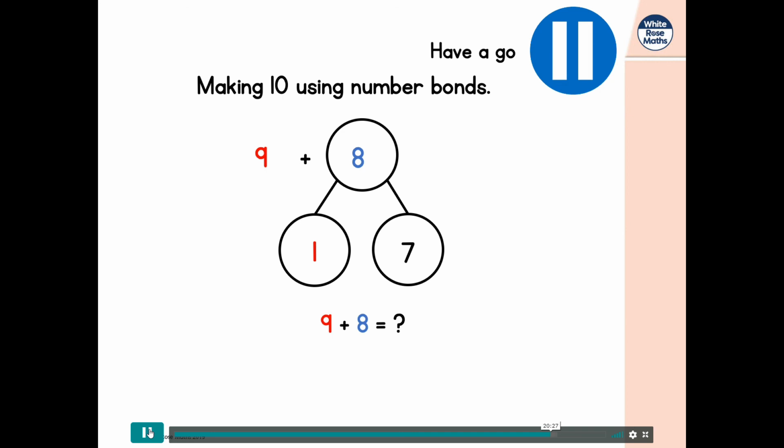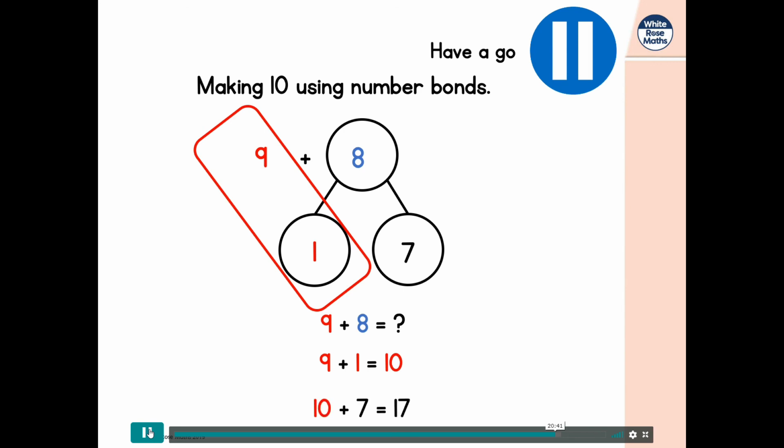Here we can see now I can make 9 plus 1 equal 10. But I still have 7 left over. So I have to do one more calculation, and that is 10 plus 7 equals 17. Is that how you did it? 9 plus 8 is the same as 10 plus 7. And our answer, 17.